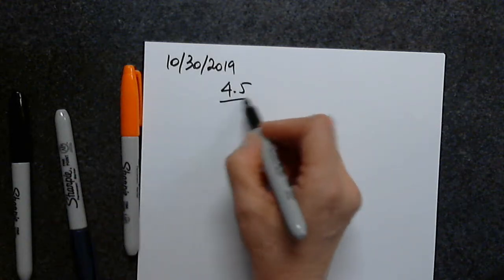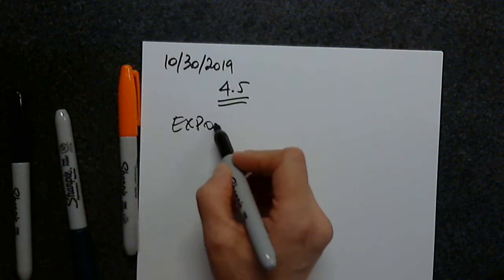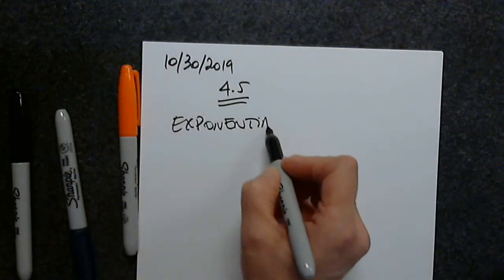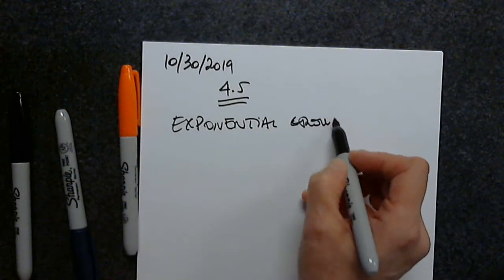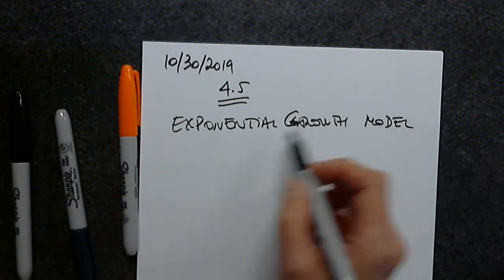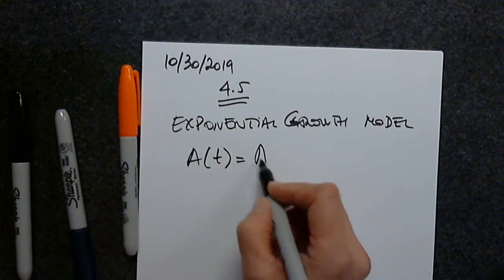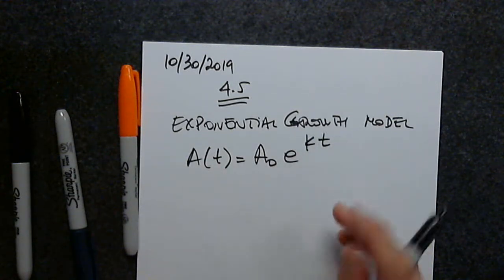We are still in 4.5. We're continuing with the exponential growth model. It will be given to you; you don't have to memorize it. It's A of t equals A0 e to the kt.